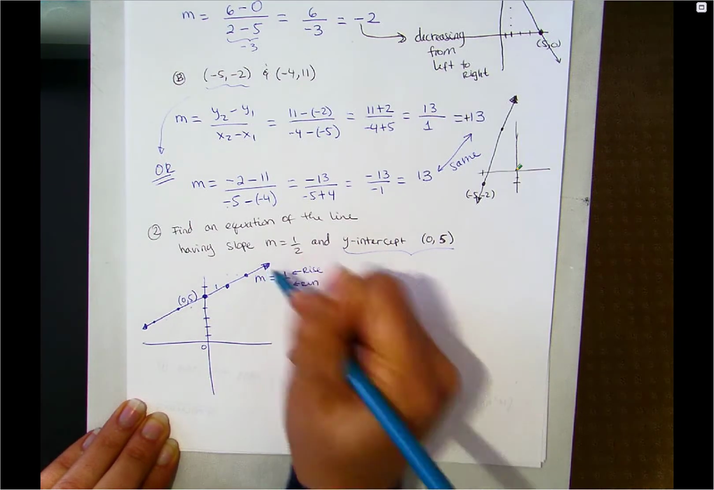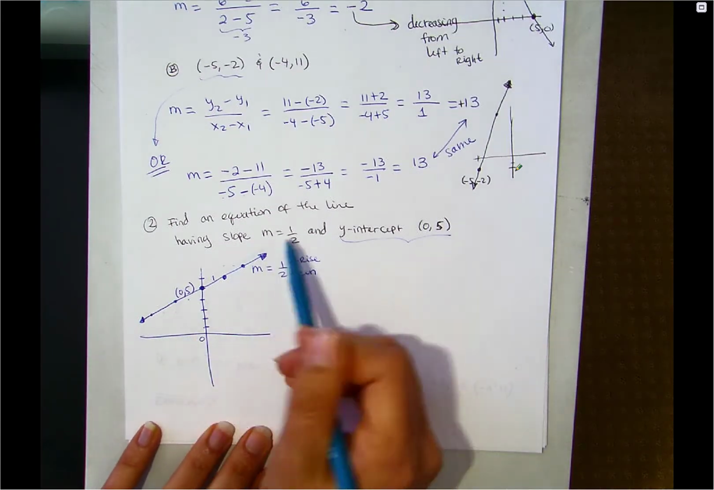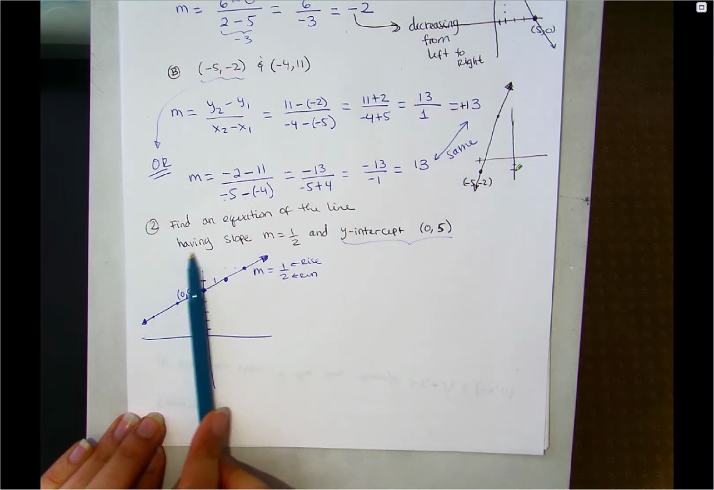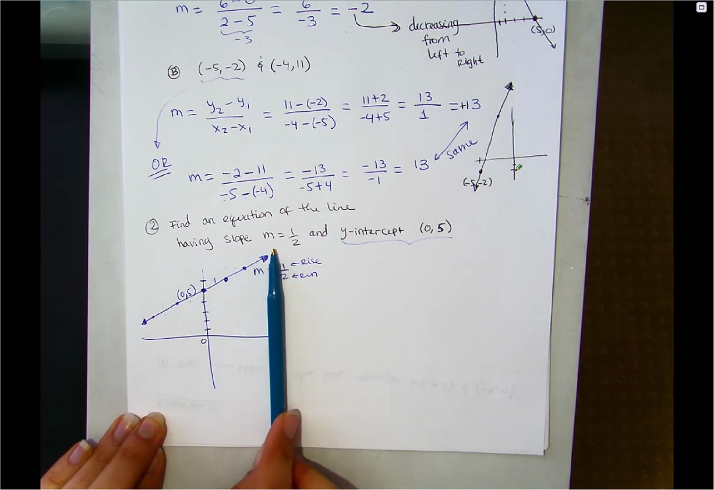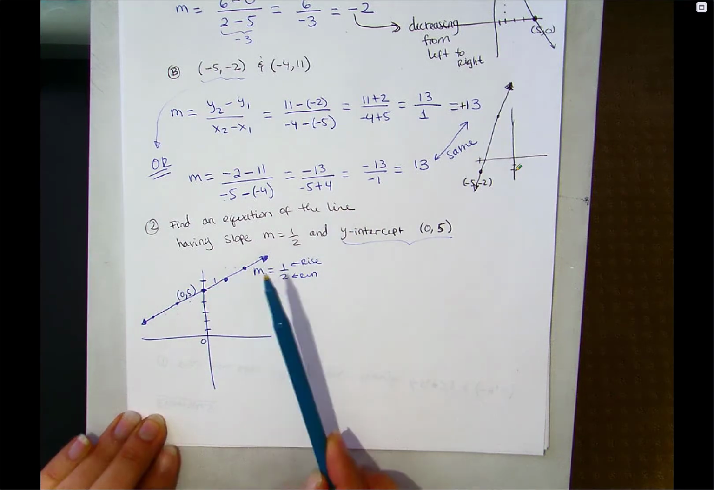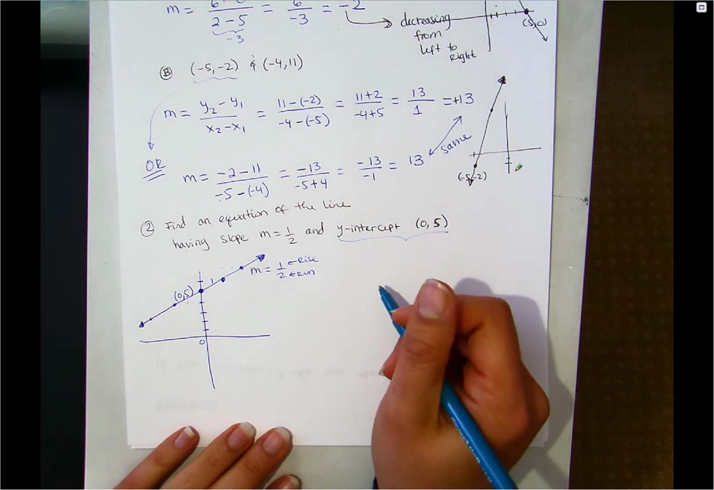We were asked to find the equation of the line, but I just wanted to graph it as well to show you that. Now look at it as you read it from left to right. It is increasing. The y values are getting larger, so it makes sense because the slope is positive.